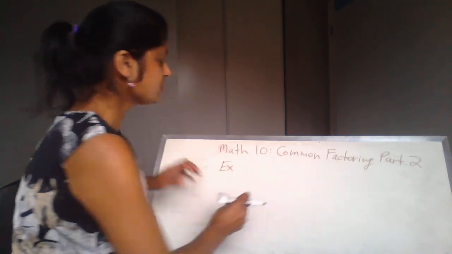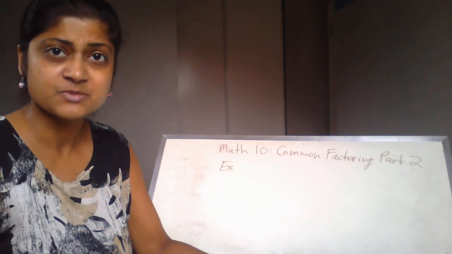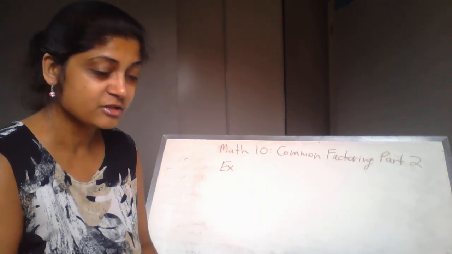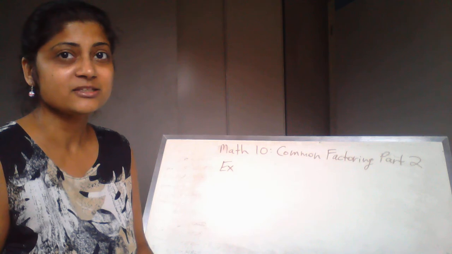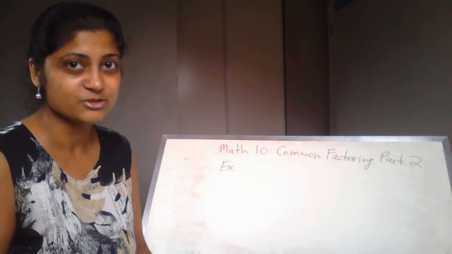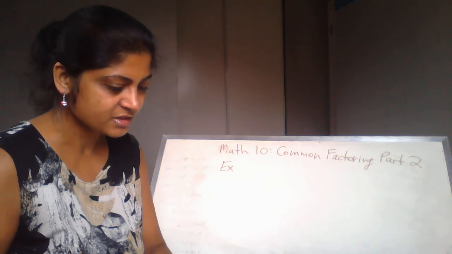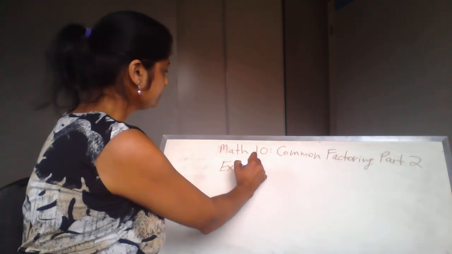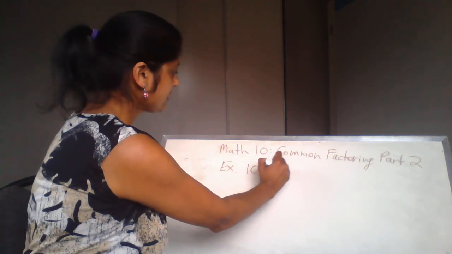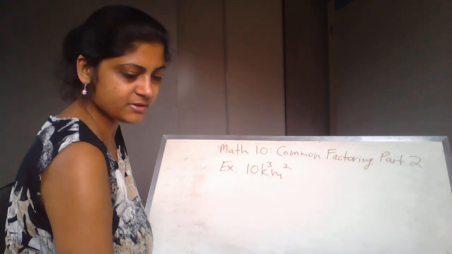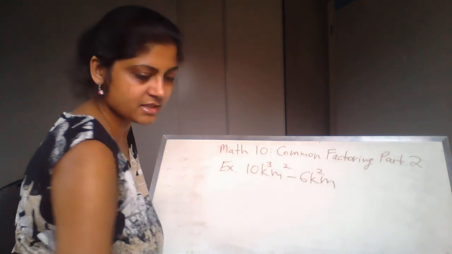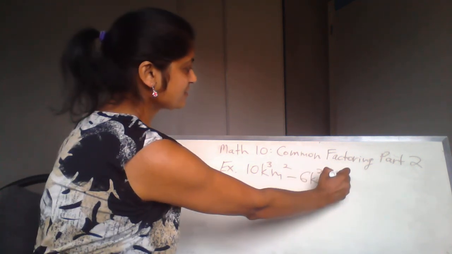We're going to try a few of the harder questions from the textbook here. Again, make sure you are tackling those hard questions. If you can do all of the hard ones, the teacher cannot throw any question your way that you won't know how to do. So let's take a look at this one: 10k to the 3 m squared minus 6k squared m squared as well.